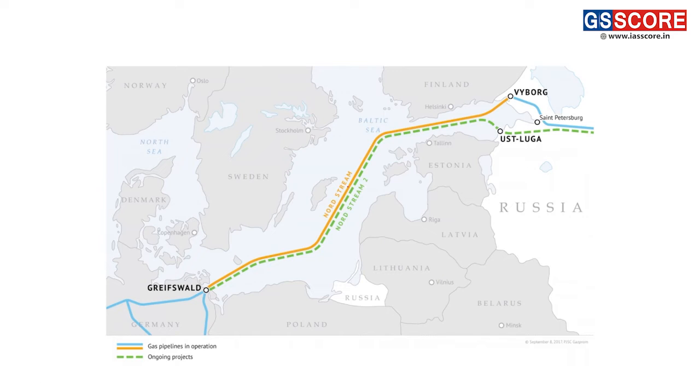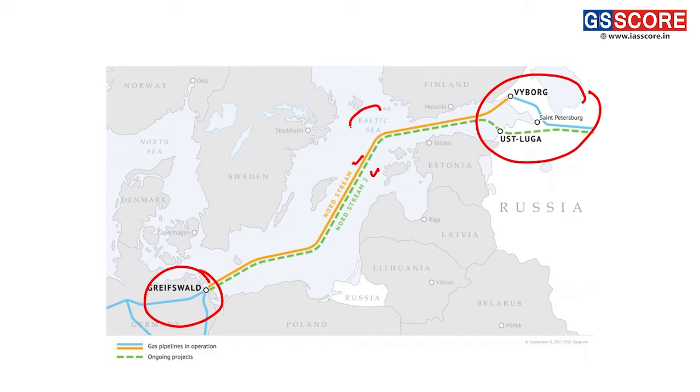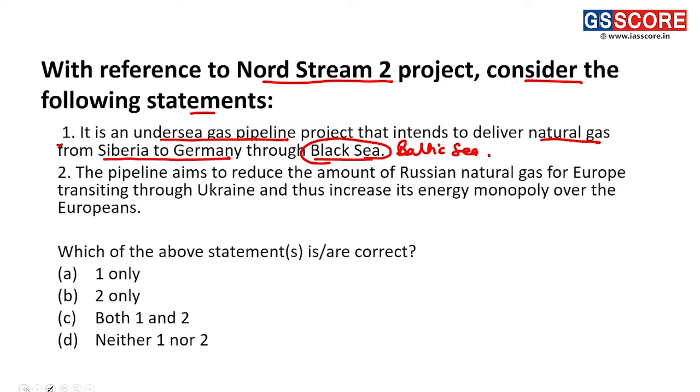So here we can see the Nord Stream 1, Nord Stream 2 pipeline. It is originating from the Siberia part of Russia, and here we can see it is reaching Germany, but it is passing through the Baltic Sea. And the Black Sea is situated towards the eastern side of these Russian provinces. Now, statement 1 becomes incorrect here.